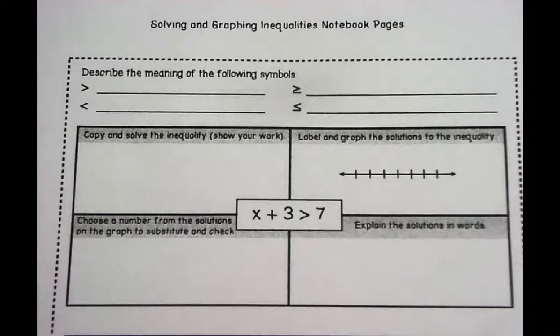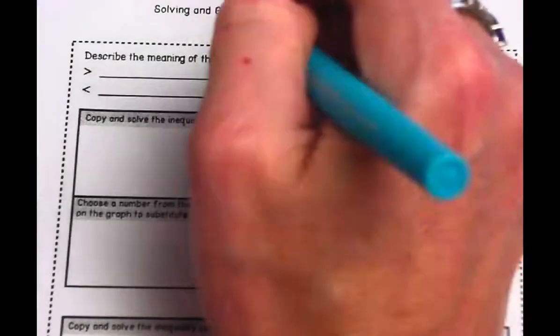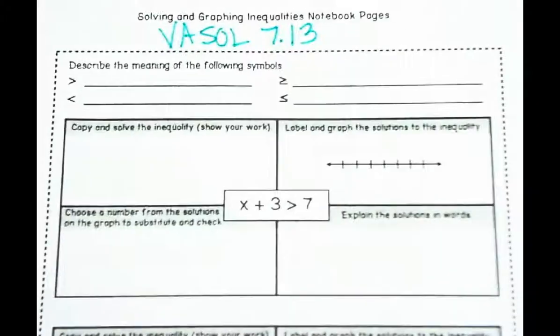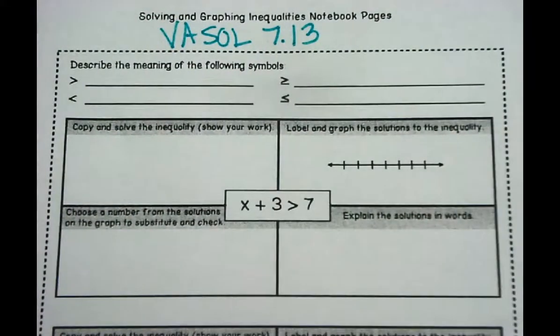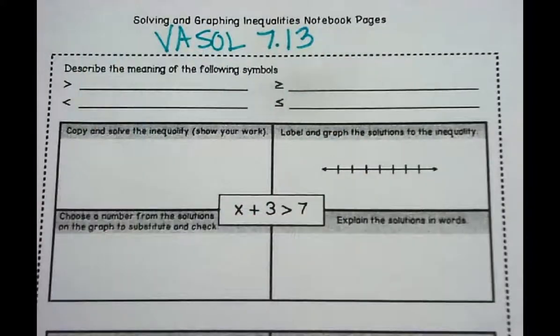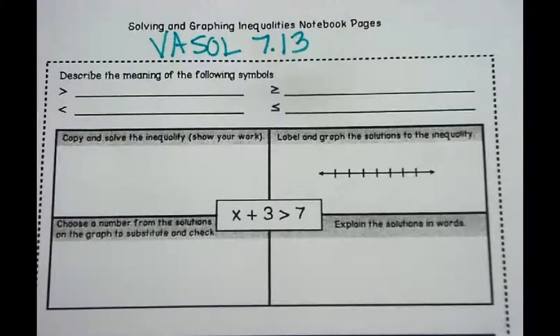Today we're going to focus on one-step inequalities, and then we will move on to two-step inequalities. So this SOL, let's write that on there as well. This is our Virginia SOL 7.13 that we're learning. And last week we started looking at the different symbols for inequality, so we're going to quickly review that.